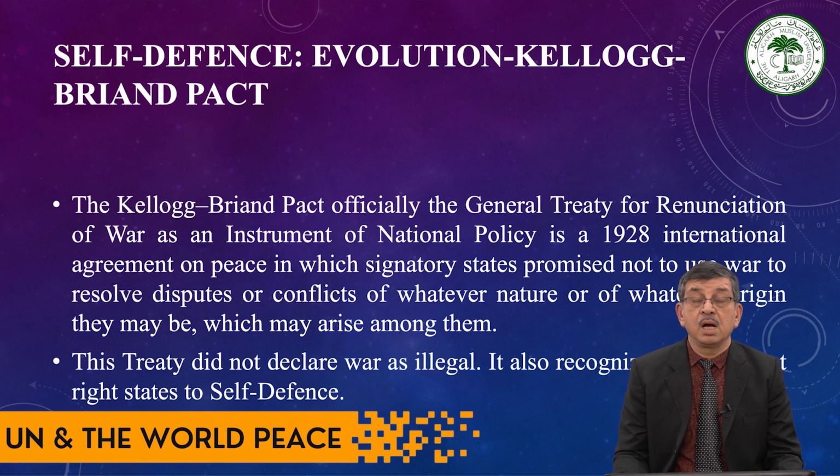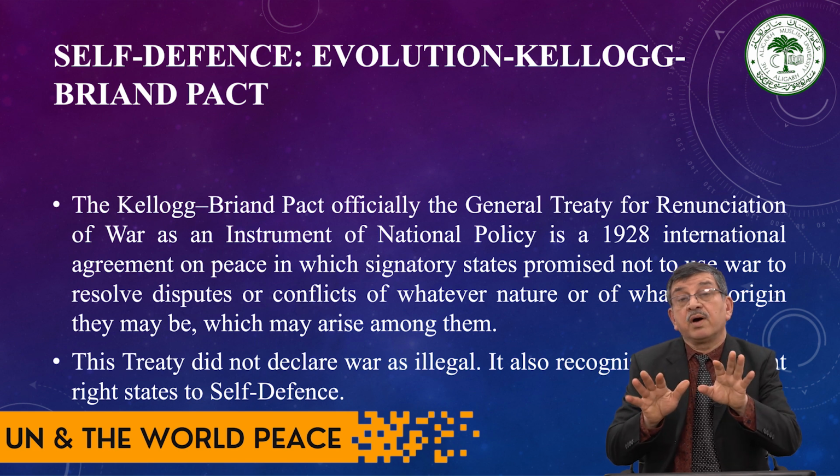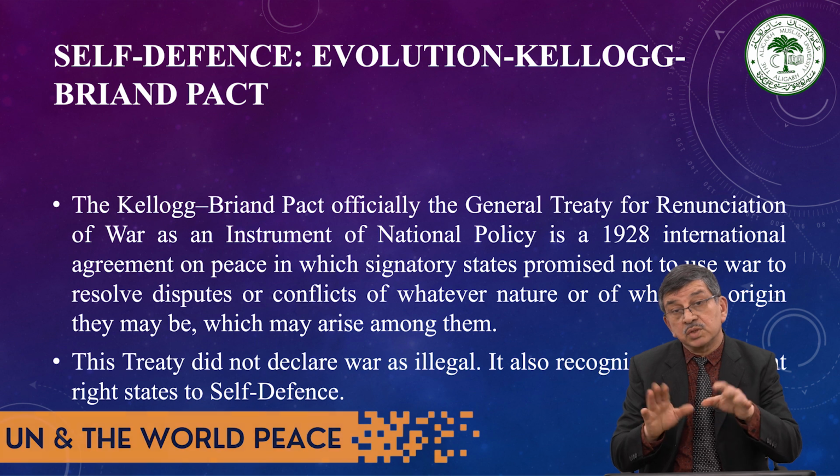After 1920, the next attempt in this regard was made in 1928. In 1928, a treaty was signed, popularly called the Kellogg-Briand Pact. It is officially described as the General Treaty for Renunciation of War as an Instrument of National Policy.